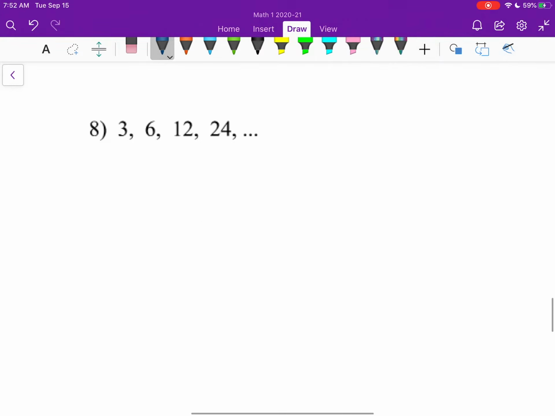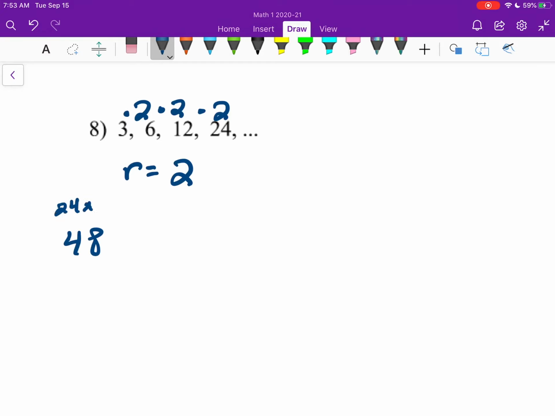Number 8. How could we get to 6 from 3? Well, we could multiply by 2. 6 to 12, we multiply by 2. 12 to 24, we multiply by 2. So our common ratio is 2. In our next terms, we're going to have 24 times 2 is going to be 48. And then 48 times 2 is going to be 56. Multiply by 2 there. And then we got 112 for our last term.